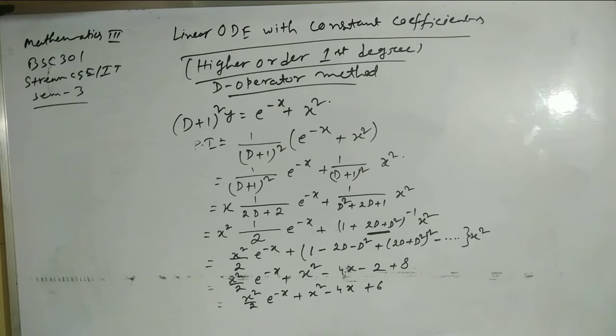Okay, and you can find the complementary function. So the general solution will be y equal to CF plus PI, where PI is this. Okay. Now we will take another example.